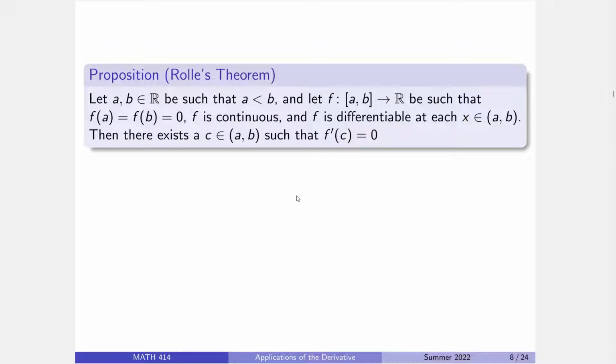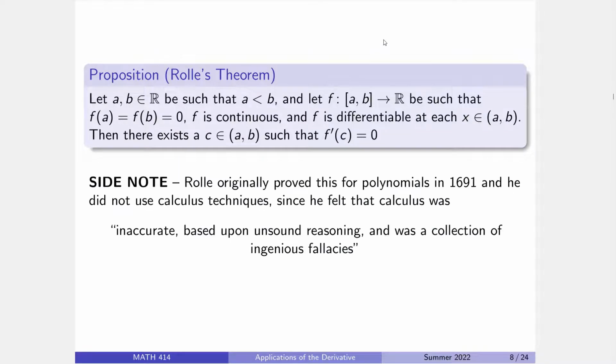Alright, beautiful. Now, Rolle's theorem is quite an interesting theorem, an interesting character in math history. Rolle proved this in 1691, and he proved it for polynomials specifically. He actually did not use calculus at all to prove this. In fact, Rolle thought calculus was a bunch of bullshit, essentially.